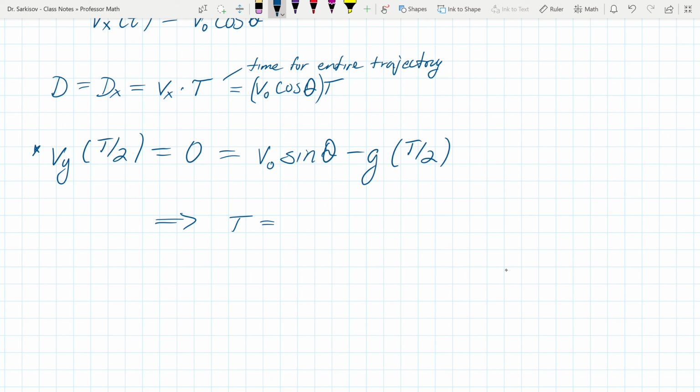Let's bring gt over 2 to that side. So eventually t is going to be V naught sine theta, right? And then divided by g and times 2, right? Kind of flip the 2 and the g. And so anyway, we get this. Okay, now we know the time.